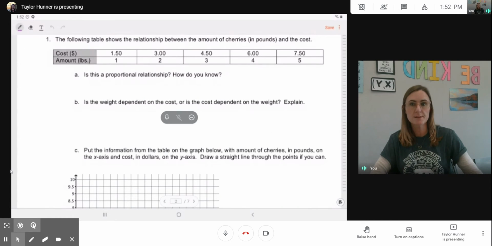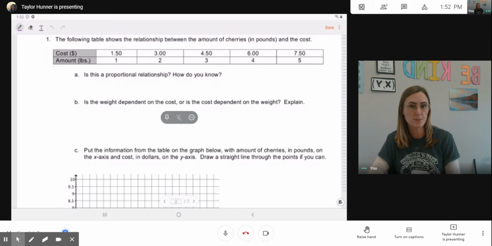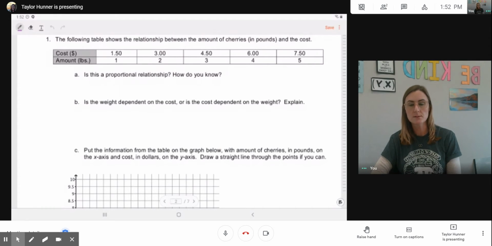So this first one says the following table shows the relationship between the amount of cherries in pounds and the cost. Is the relationship proportional? How do you know? So go ahead and pause, take a minute to decide, is this relationship proportional? And why or why not.